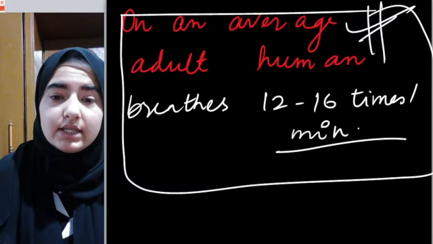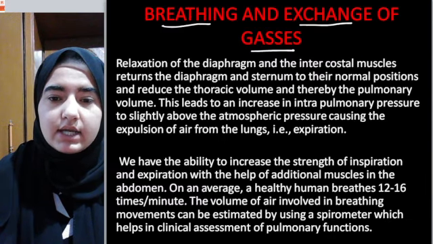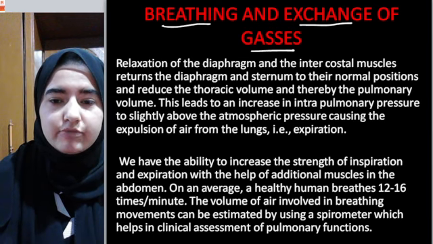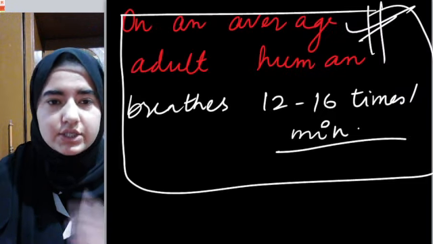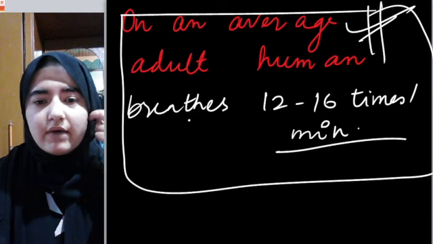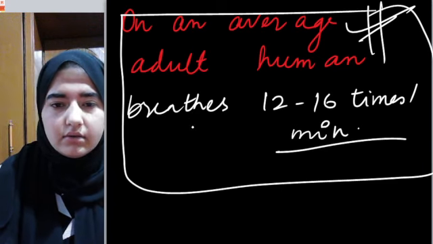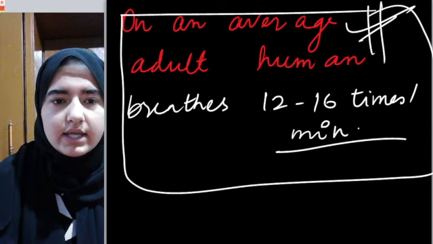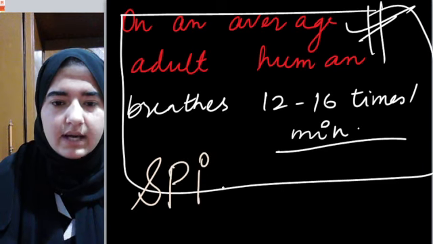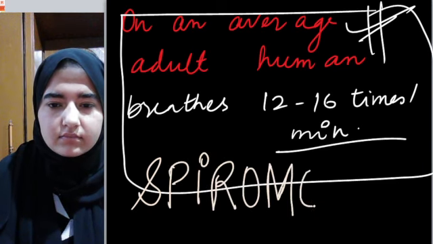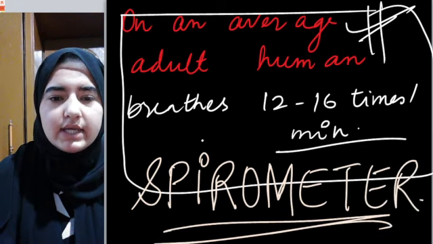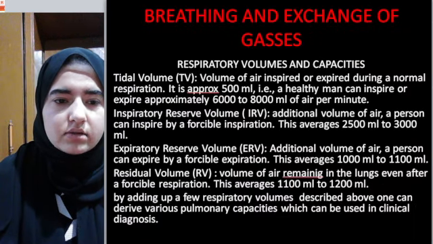On average, a healthy human breathes 12 to 16 times per minute, and we can estimate this with the help of a clinical assessment of pulmonary functions. For example, we listen to the heartbeat with a stethoscope. But here we have to measure the breathing of a human being, so we will use a device known as a spirometer. With the help of a spirometer, we can calculate all this. Okay, I hope this concept is clear.